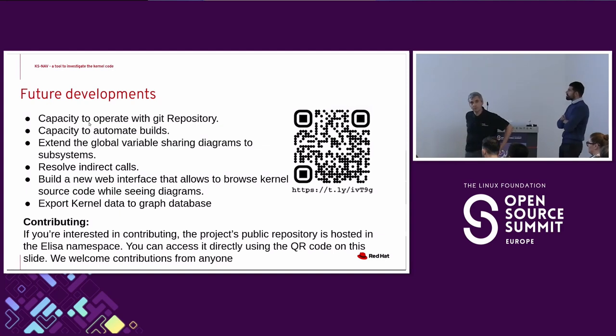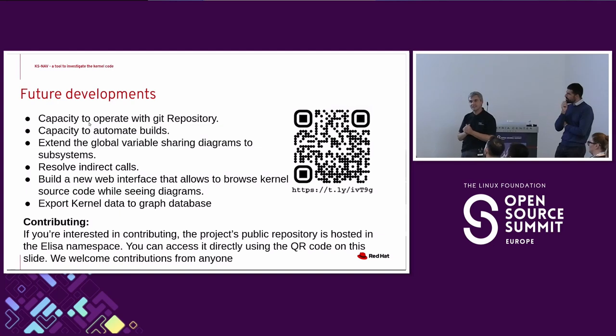Basically, you now need to provide it a build image of the kernel. In the next version, when it will be available, you will have to provide just a configuration and a Git kernel tree. It would build its kernel and analyze that. And the capacity to automate the build. This is because in this way you can check two different versions of the kernel and highlight the difference between a version and another. This is particularly important when you want to evaluate the impact that a patch set will have on a new kernel.